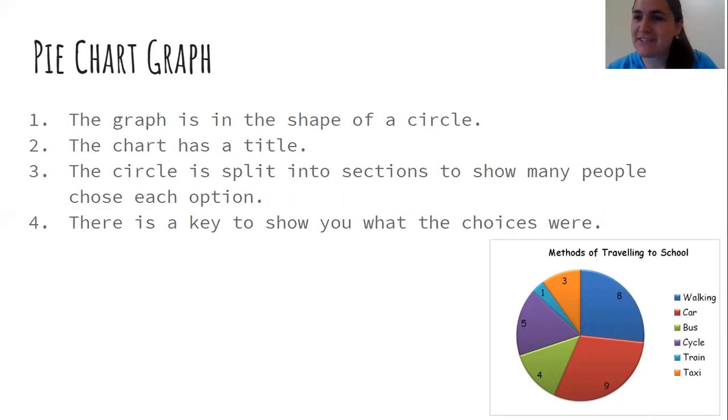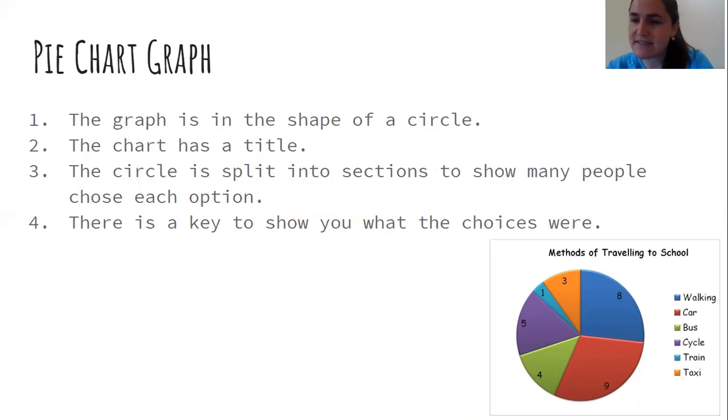This is one of our last graphs or charts that we're going to talk about, and this is called a pie chart graph. And this one is special because it's in the shape of a circle instead of a square or a rectangle. This, like all of the other charts and graphs that we've learned about, has a title up top. And it's split off into different sections, though, to show how many people chose each option. And there's something at the bottom that's a little key.